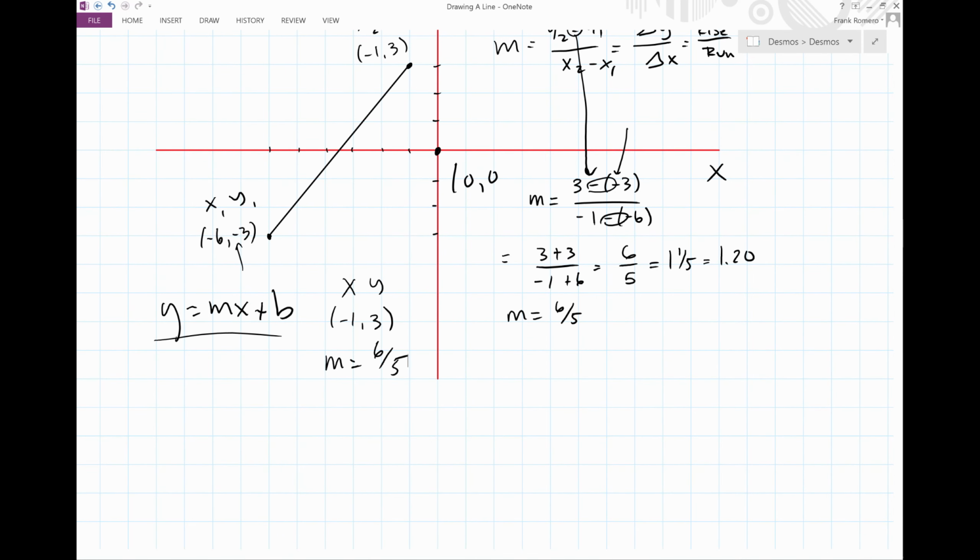So y is 3 equals m, which is 6 over 5, oh boy. X is what? Negative 1 plus b.